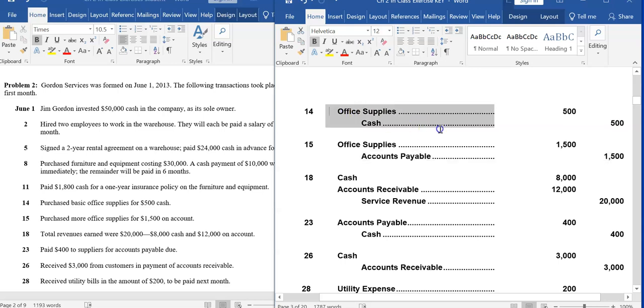Look at both of these transactions. They're pretty similar. In both transactions, we bought the asset. But in one, we paid cash right away, and in the other one, we increased our liabilities because we purchased them on account.